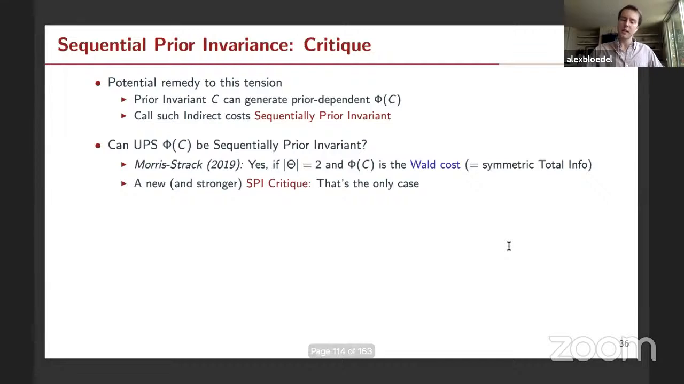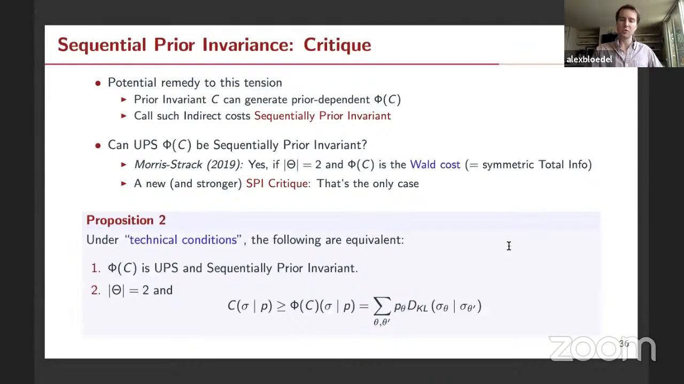The question is then, can the UPS model be made consistent in a weaker sense with prior invariance, in the sense that the underlying direct cost that generates a UPS indirect cost is prior invariant? Morris and Strack have already shown that the answer is yes, if there are only two states, and if the decision maker is restricted to Gaussian strategies. Our proposition, which is a corollary of our second UPS theorem, says that actually that's the only case. And here's the formal result. The indirect cost must also take a particular form.